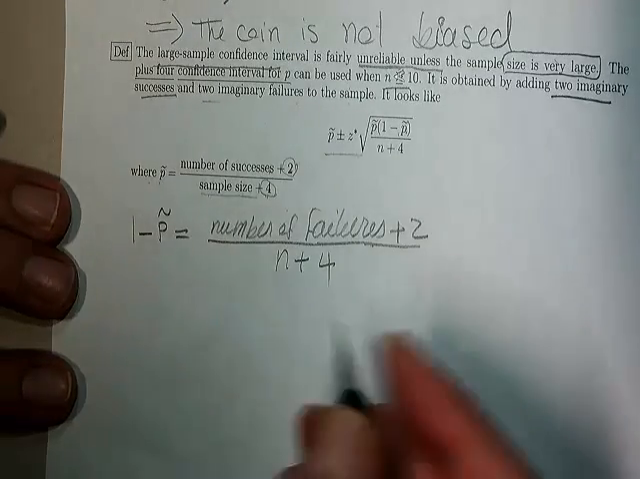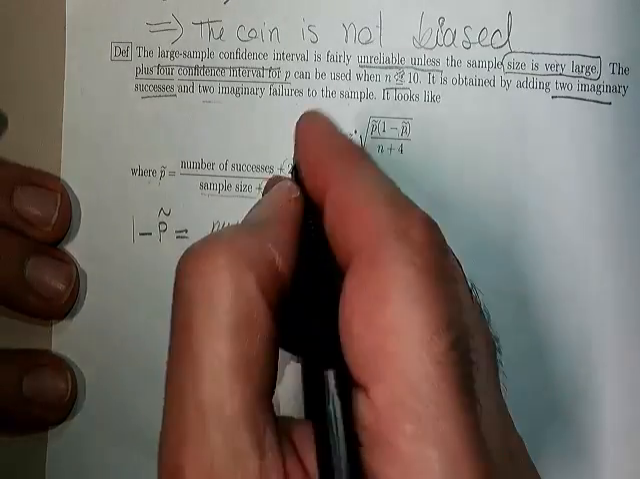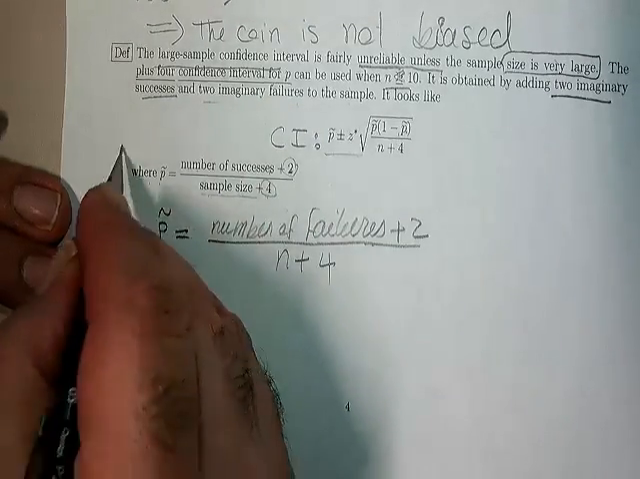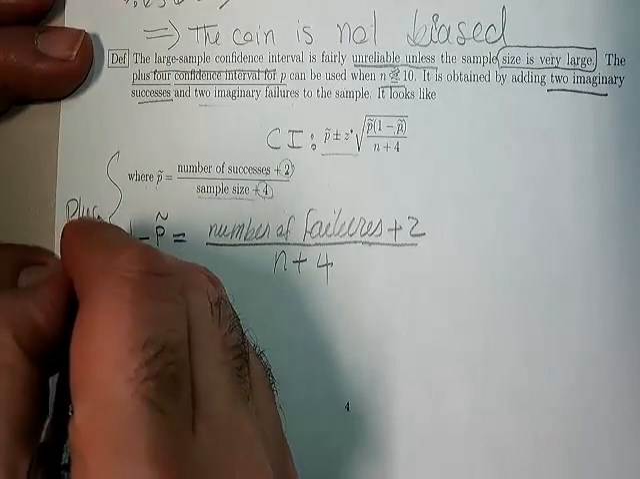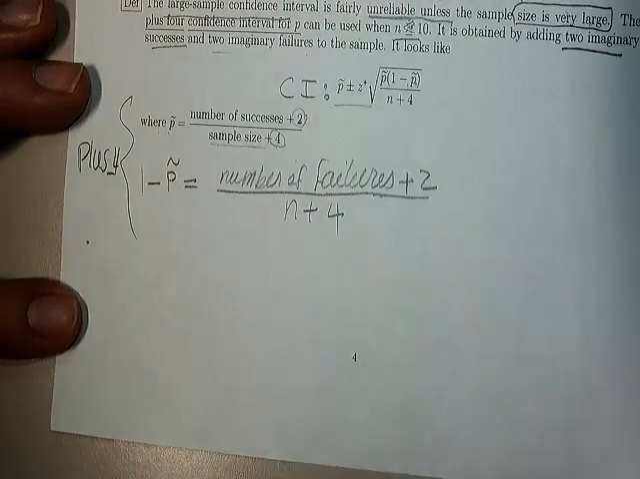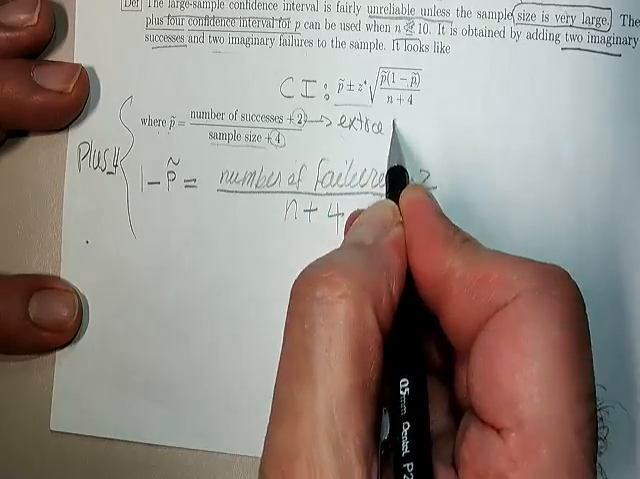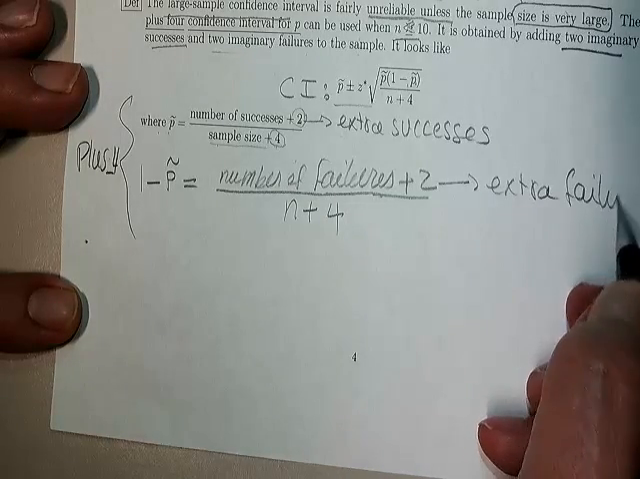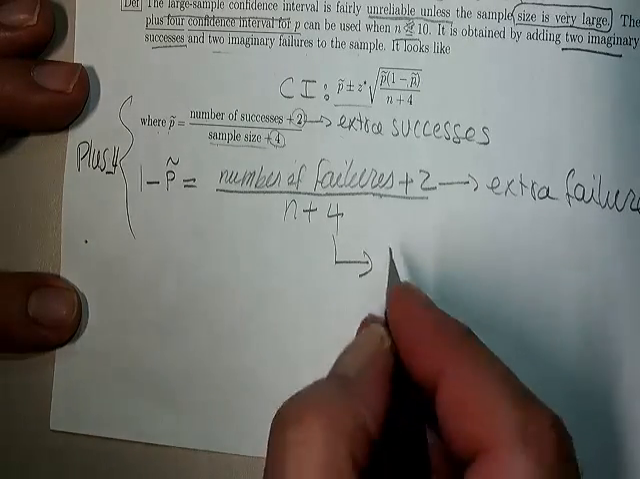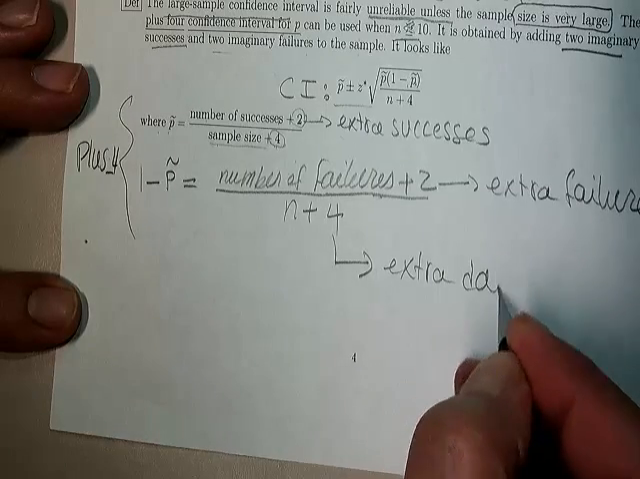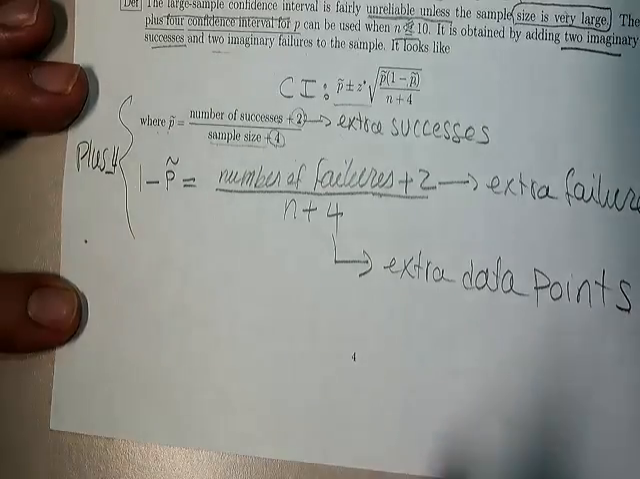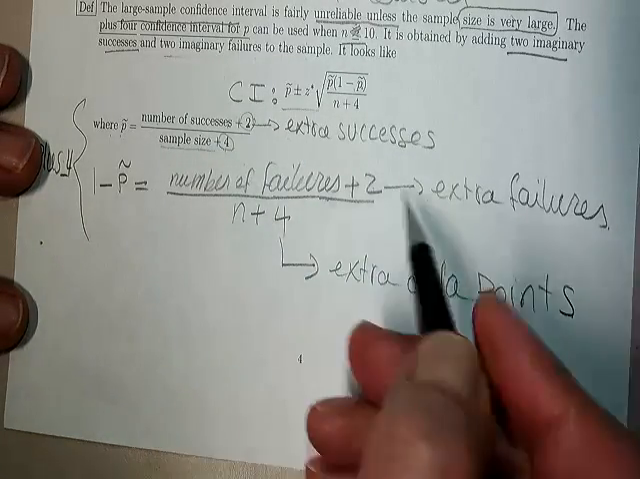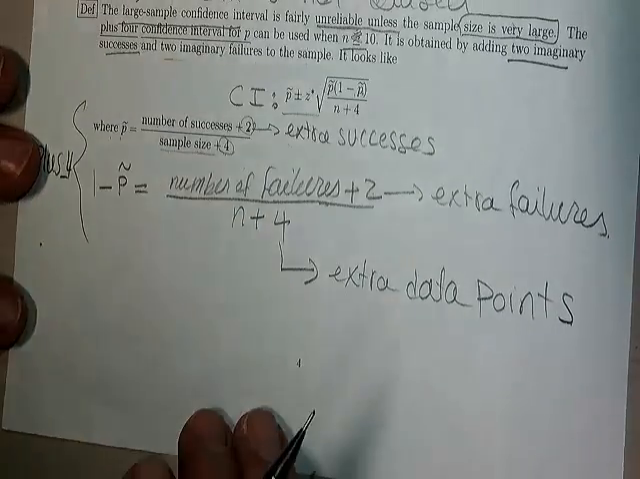Good. Thank you, Emily. Okay, this is the number of failures. This is the CI, the confidence interval. We use that, and that's P hat. Remember, this is used for +4. Remember, this is extra successes. This is extra failures. And this is extra data points. The formula is the same as the other one, the only thing is that you add 2 to the successes, 2 to the failures, and 4 to the total number. Okay?